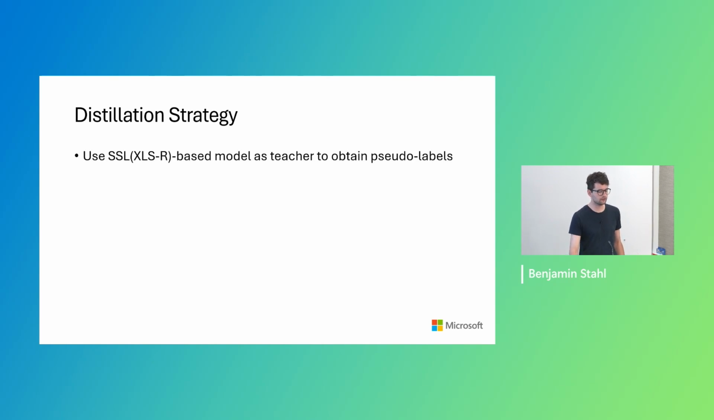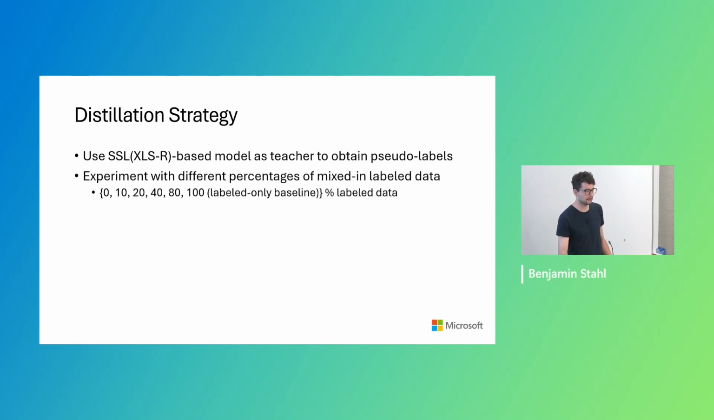And as a distillation strategy, as I just mentioned, I used the SSL-based model as a teacher to obtain pseudo-labels. And then I experiment with different percentages of mixed-in labeled data, 0, 10, 20, 40, 80, and 100% labeled data. 100% is the labeled only baseline that doesn't do any distillation.